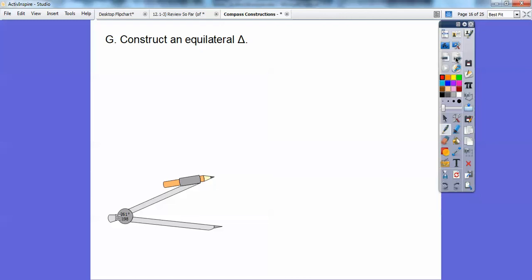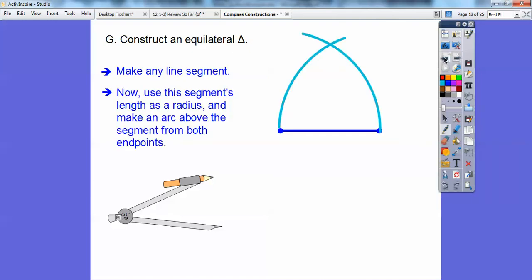So how do we construct an equilateral triangle? Well, we just did right there. We just made two of them. But all you need to do is start with a segment. So make any line segment right there. And then the second part is this, you guys. Now we're going to use the segment lengths as the radius.